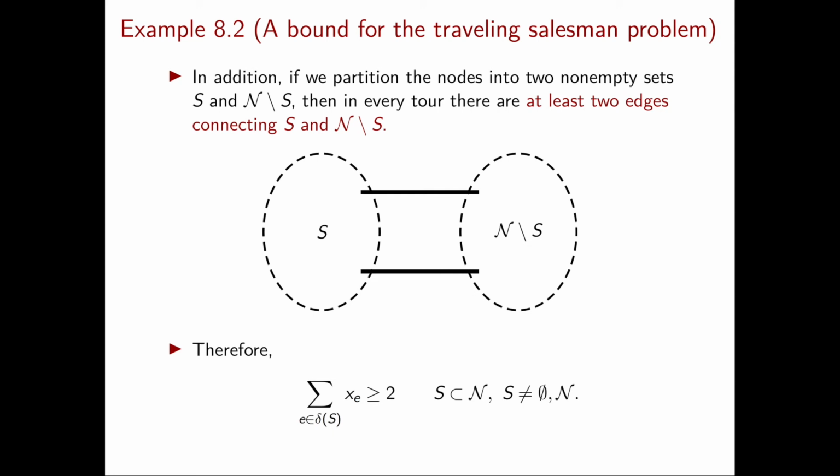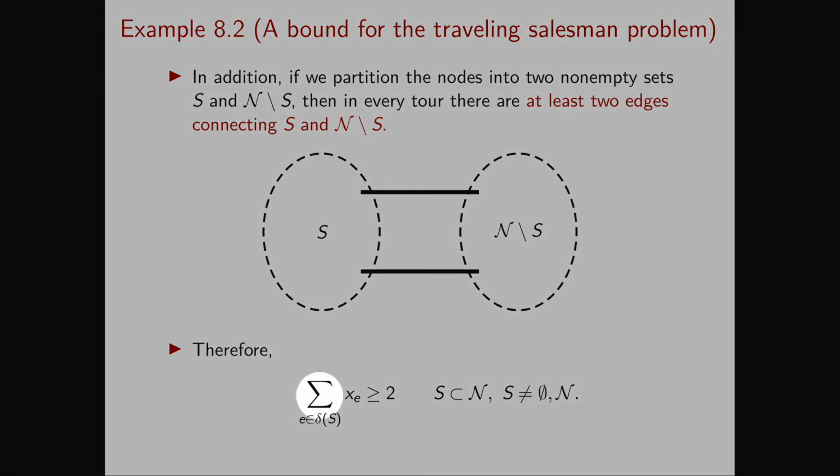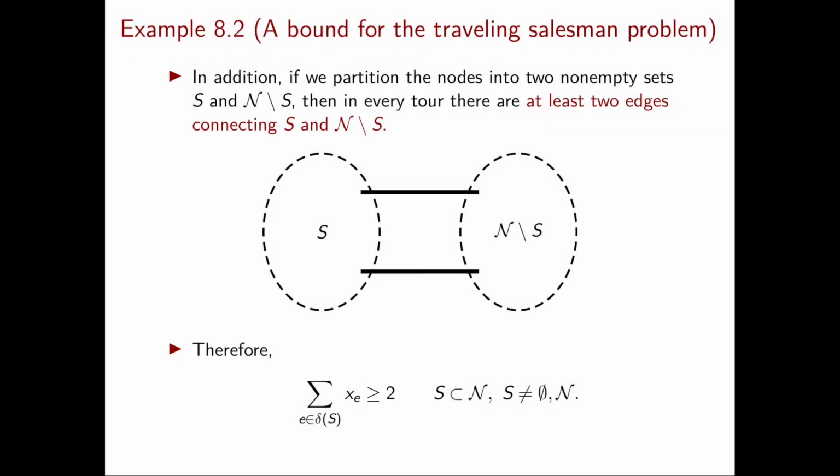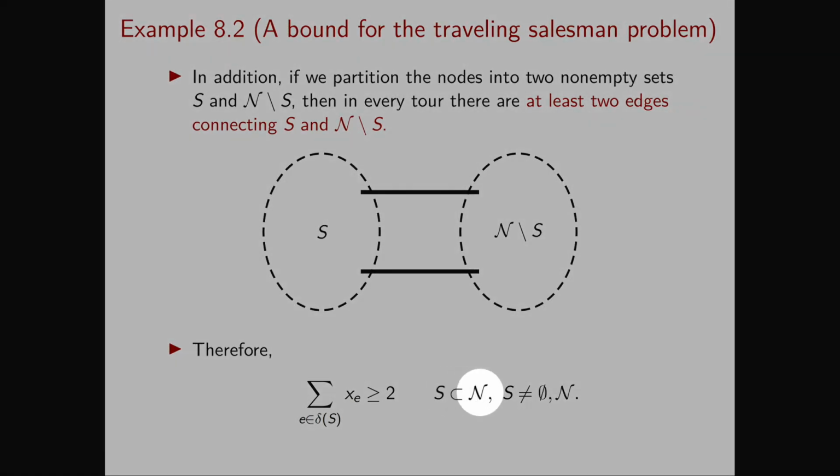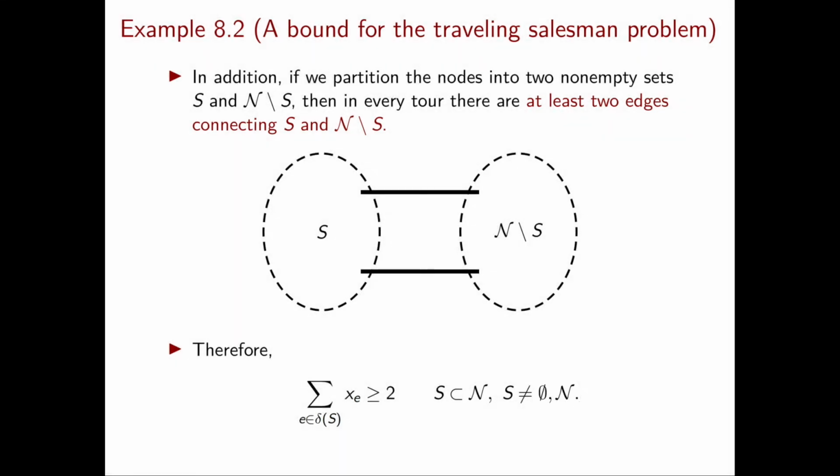We write these constraints as the sum of x_e for e in delta of S greater than or equal to 2. And this constraint should hold for every subset S of N, such that S is non-empty and is also different from N. It's a good exercise for you to check that the constraints that we have written down so far, together with the binary constraints on the variables, give a formulation of the traveling salesman problem.